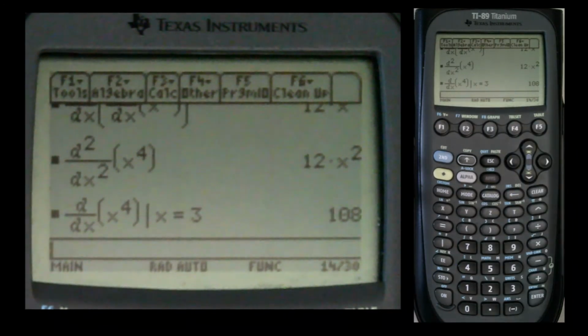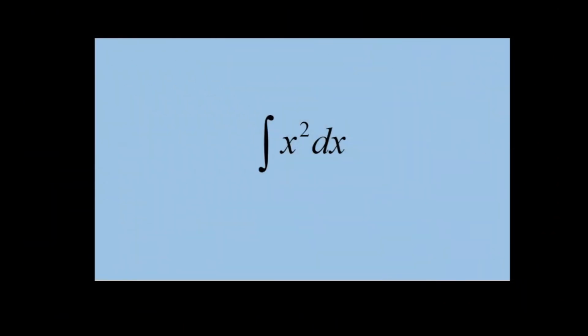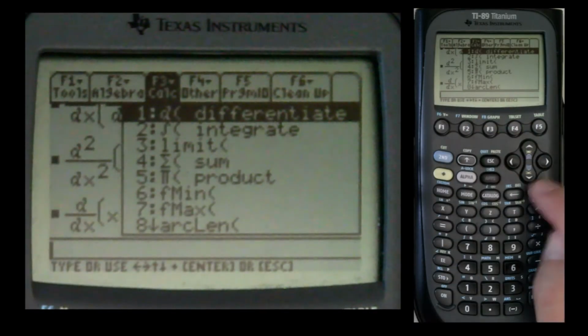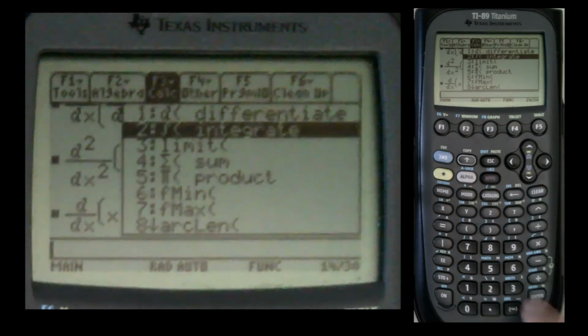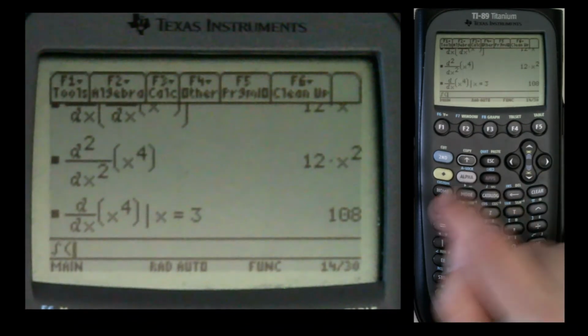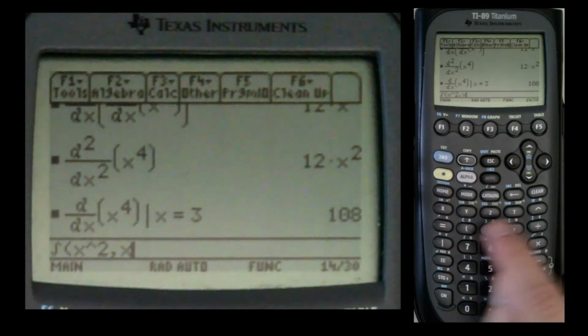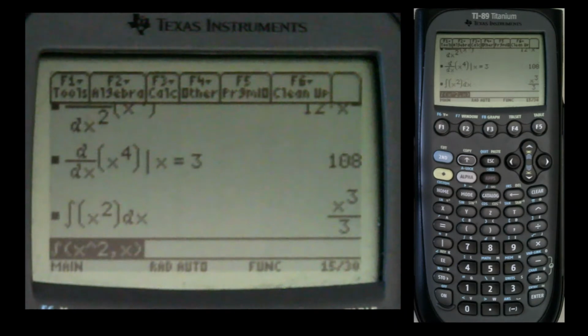And finally, the last thing that we should know how to do in calculus is integrals. So let's take a look at a very simple integral. Let's do the integral of x squared dx. Back on the calculator, if we go to the calc menu, the second thing there is integrate. So I can select that and I can type in x squared. And I need again to tell it that the variable is x, close the parentheses, and you can see that it's going to give me the integral of x squared dx.